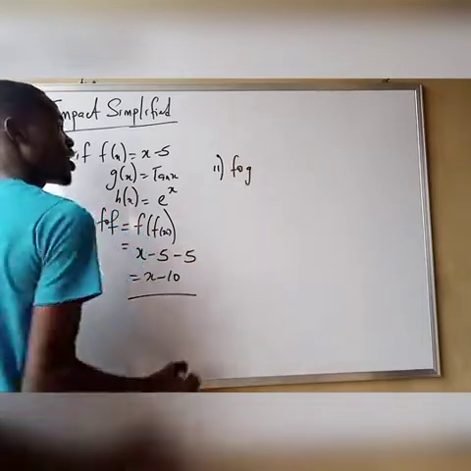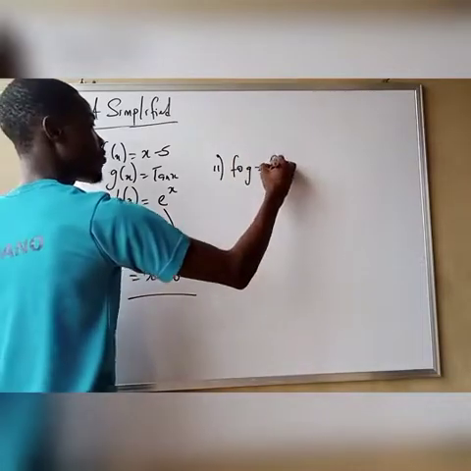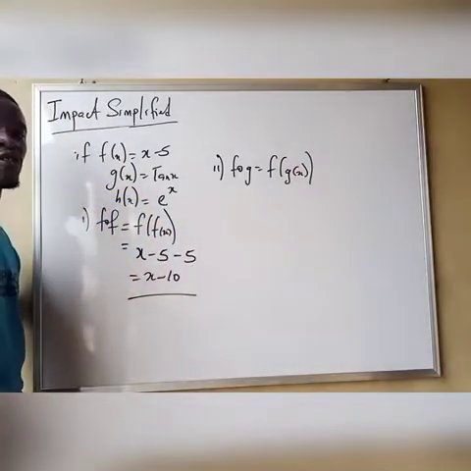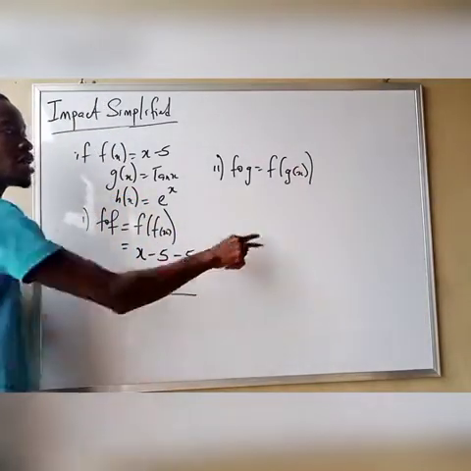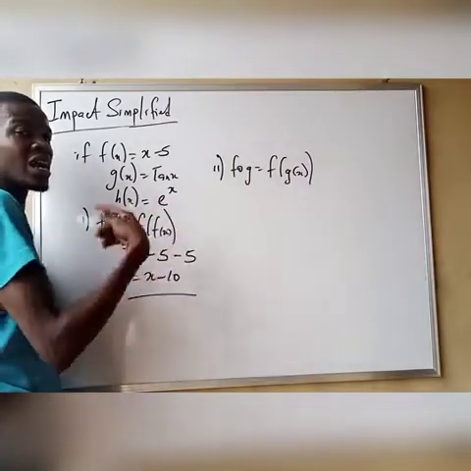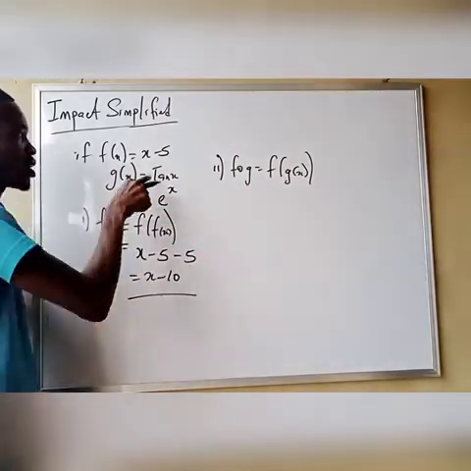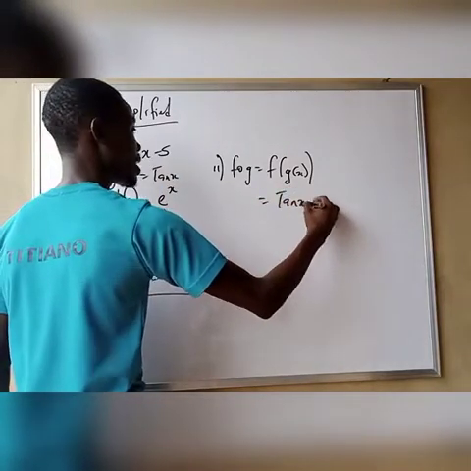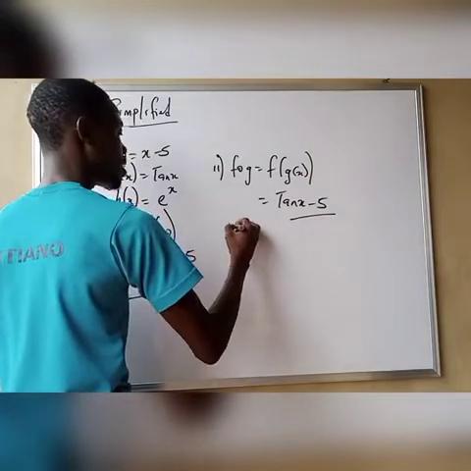Now let's look at this second thing. We are looking for f of g. What is the meaning of f of g? That will give us f of g of x. And what is the meaning of f of g of x? It simply means anywhere you are seeing x inside f, you change that x to your g of x. And here we are seeing x there. And what is that x? That will give us tan x minus 5.